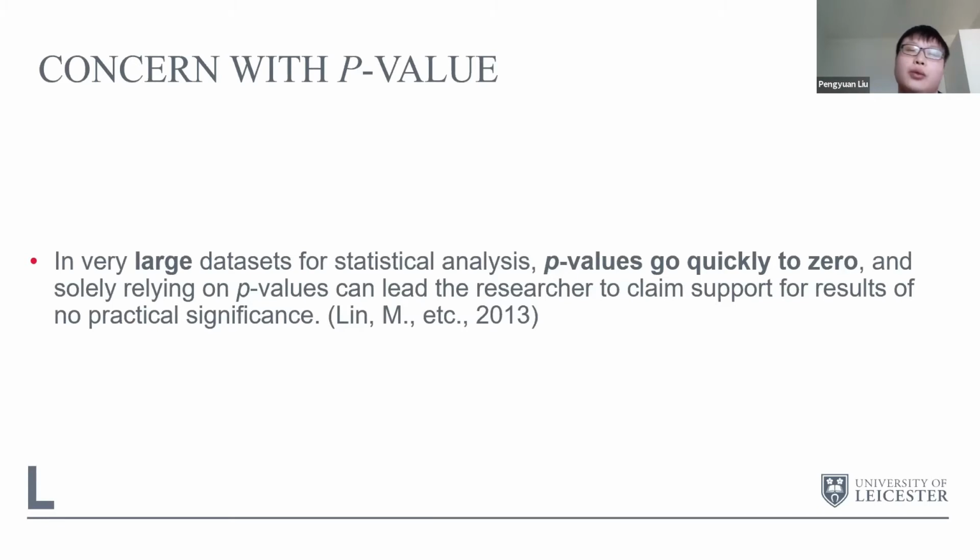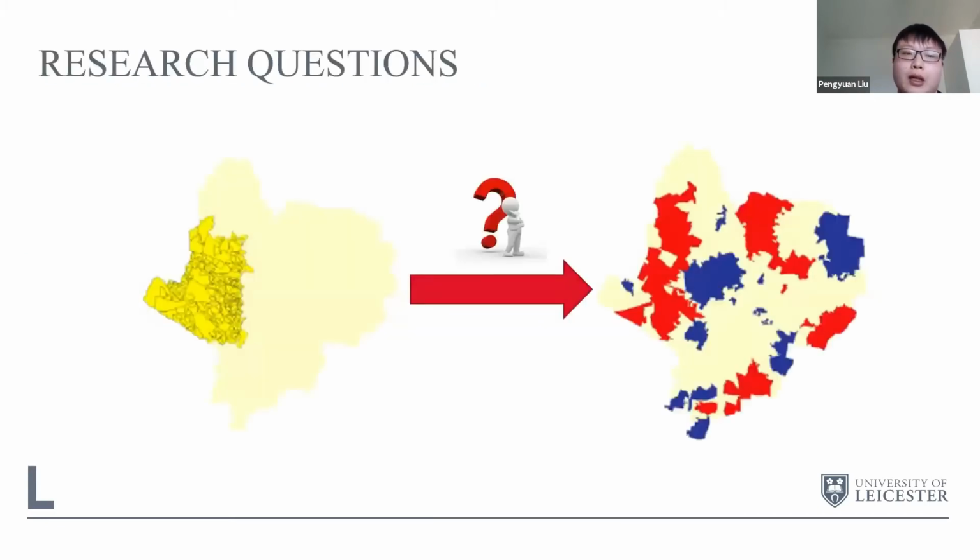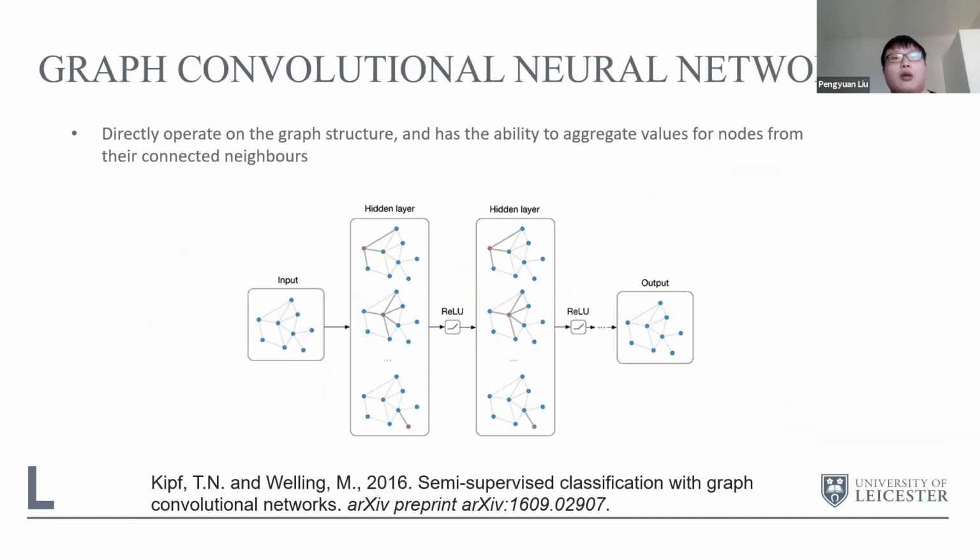In that sense, this raises to the questions of this paper is, can we conduct, for example, local spatial autocorrelation statistics on a relatively small regions and map those spatial patterns to a larger data set or the region? In this paper, we are adopting the graph convolutional neural network. It is a specific discipline in deep learning. We directly operate on the graph structure of the data.